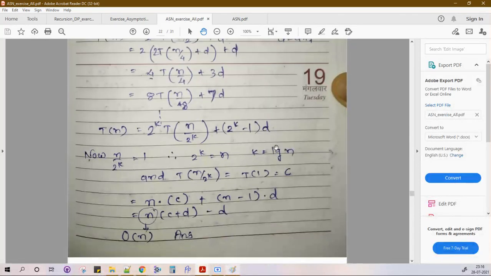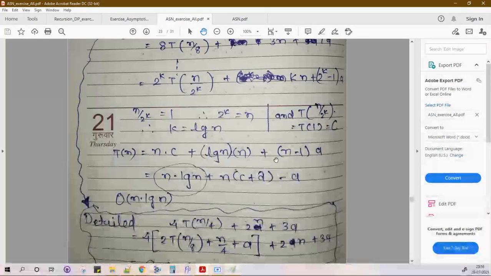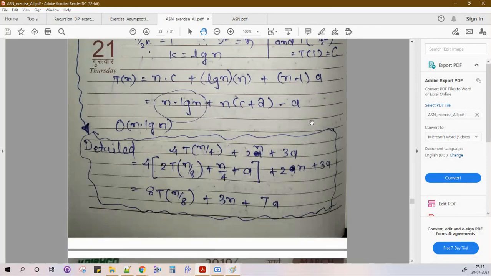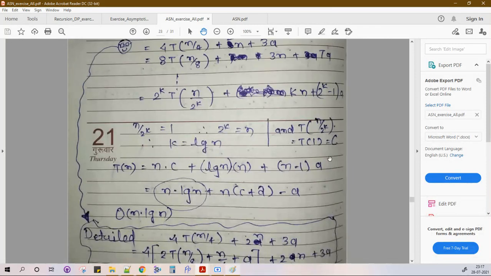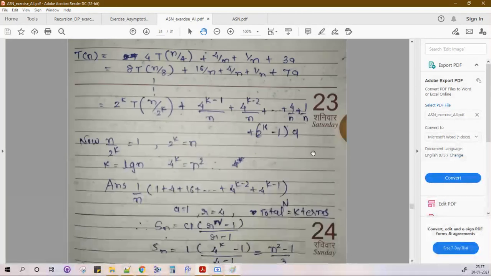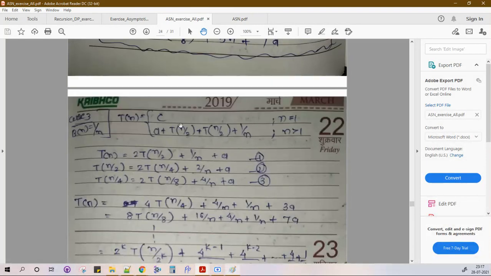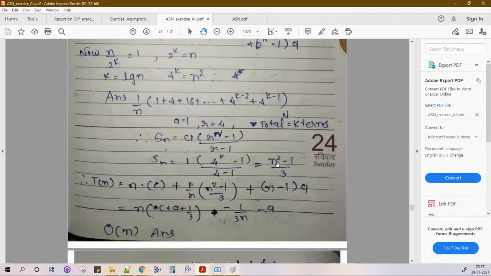Mayur asked, for this, do we need to remember all the series? Yes, we need to remember the log n series and some arithmetic progression series, n into n by 2 plus n plus 1, n by 2 into n by 2 plus 1, and one formula from geometric progression, a and r. This is really useful when you have something like n by 2, n by 2, and this would be the case in merge sort and every divide and conquer algorithm. All will have this n by 2, n by 2 setting.